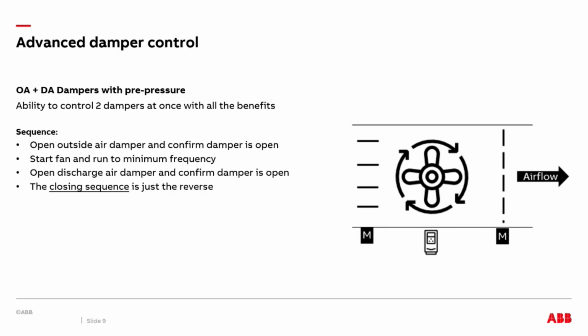How this sequence works is that when the drive receives a run command, the outside air damper will begin to open. Once we get confirmation that the outside air damper is open, the motor will then start to run to the minimum frequency. Once we have hit our minimum frequency, the drive will then command the discharge air damper to open. Once the discharge air damper is confirmed open, again through those end switches, the drive will then ramp the motor up and then follow the commanded reference. The closure sequence of this, though, again, is just the reverse.